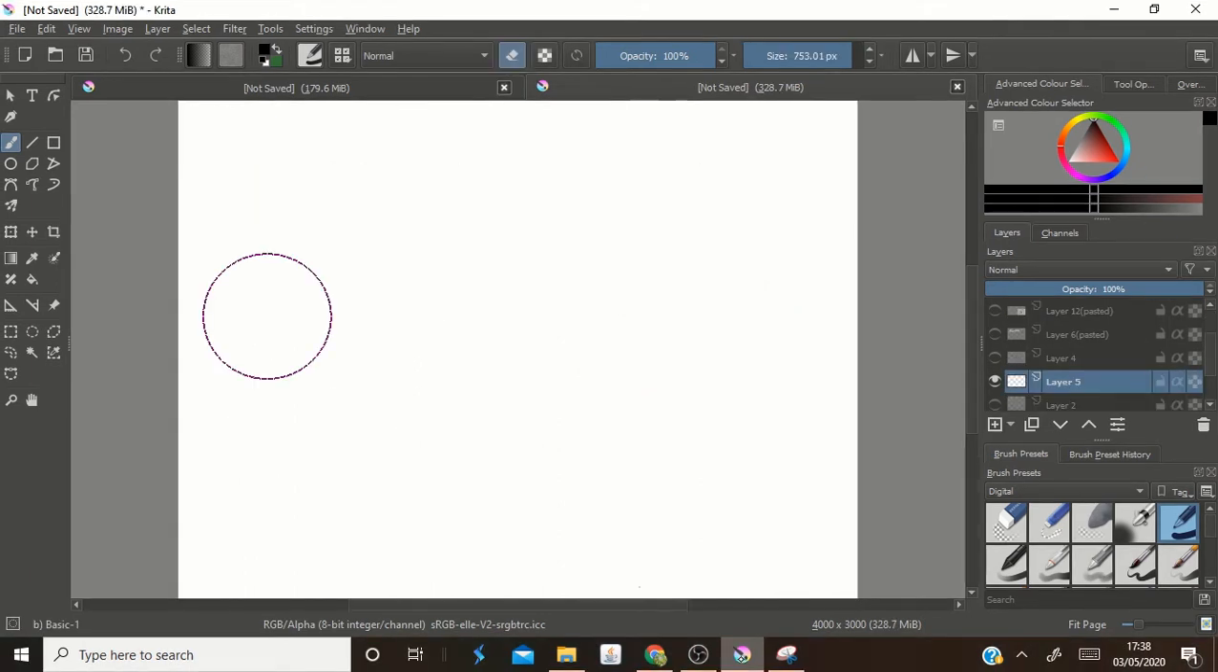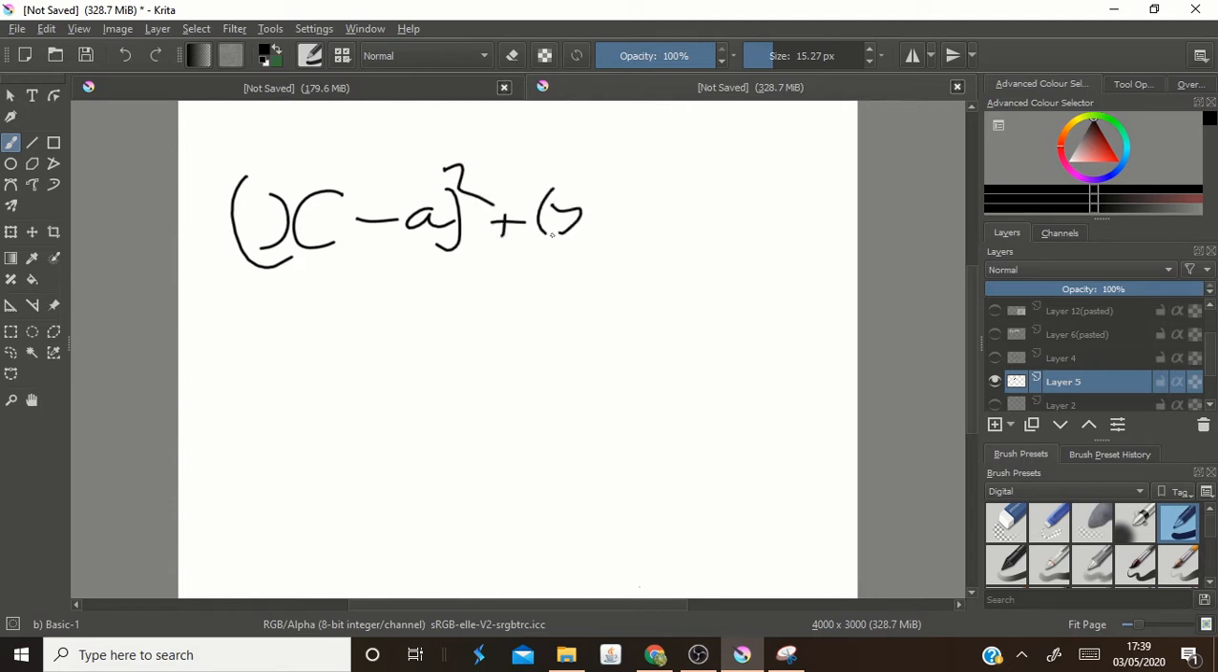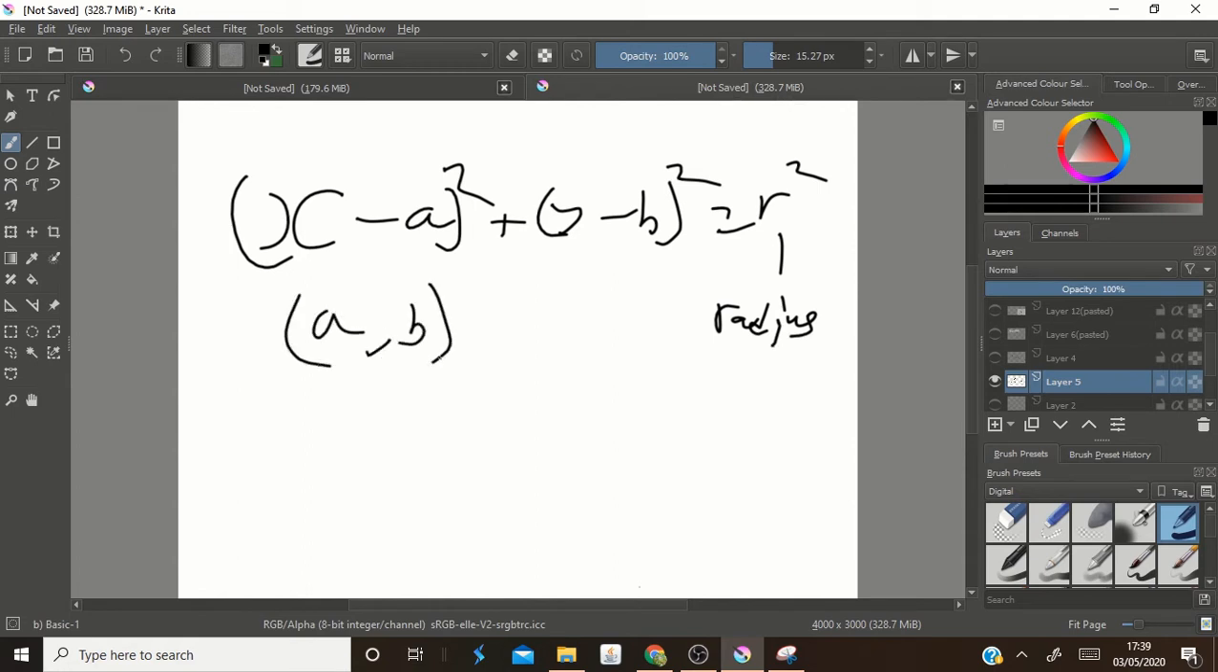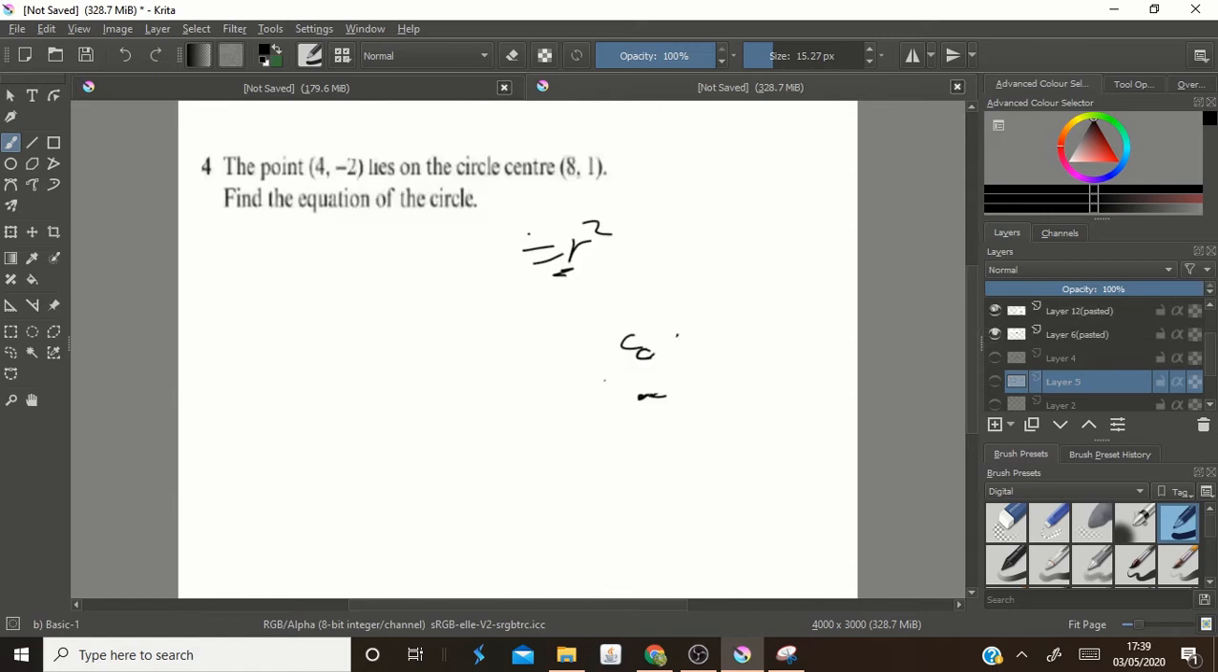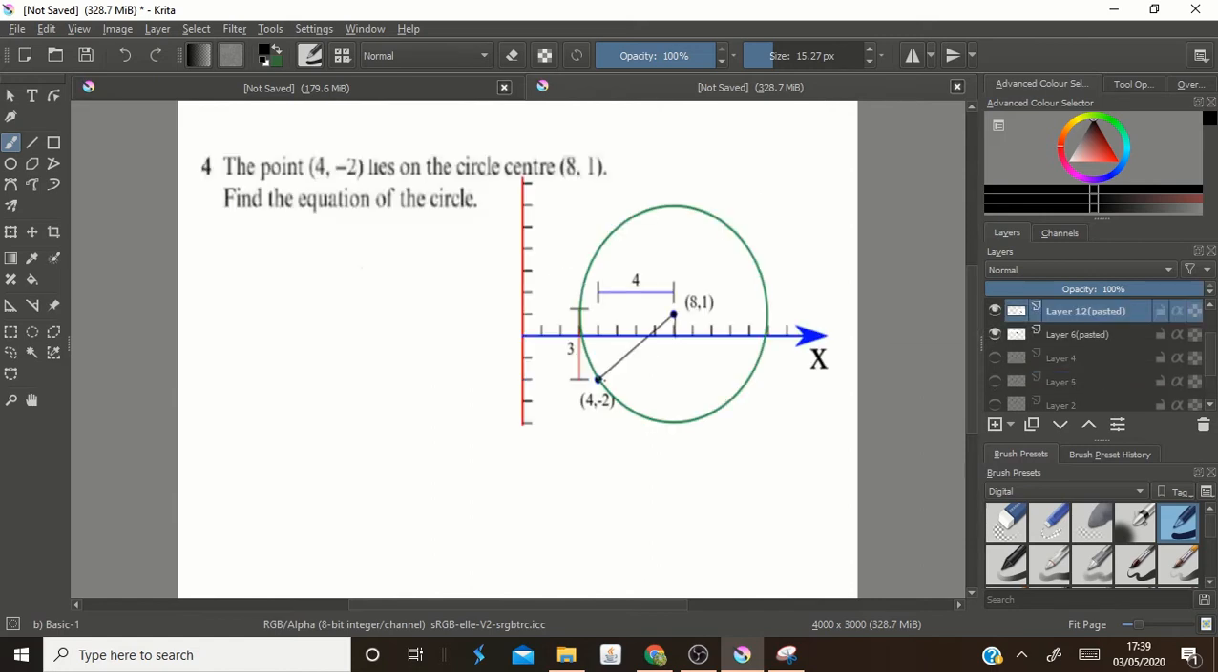Now let's go on to writing equations for circles. So the basic formula for a circle is x minus a squared plus y minus b squared equals r squared, where r is the radius and the centre of the circle is a, b. Using this information, we can move on to our first example question.